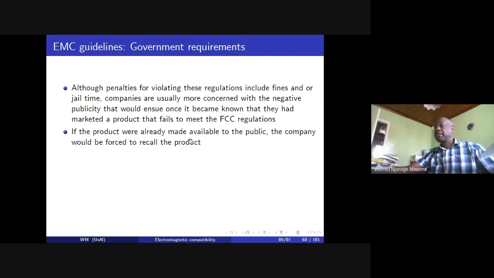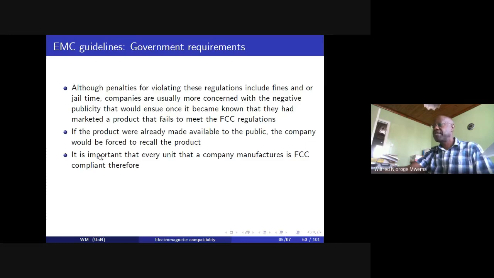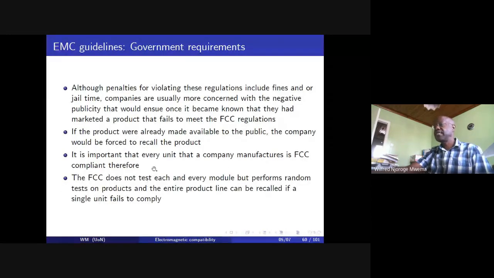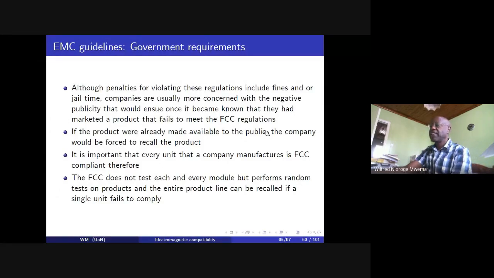So if the product were already made available to the public, the company would then be forced to recall that product. Therefore, it is important that every unit that a company manufactures is FCC compliant. So the FCC does not test each and every module, however, but what it does is to sample, just like InfoTrack does, sampling 1,000 people to represent 49 million Kenyans, and they say that 90% of us have this opinion. That's the same kind of thing that the regulator will do, although I'm using FCC, it should be understood to be the regulator.